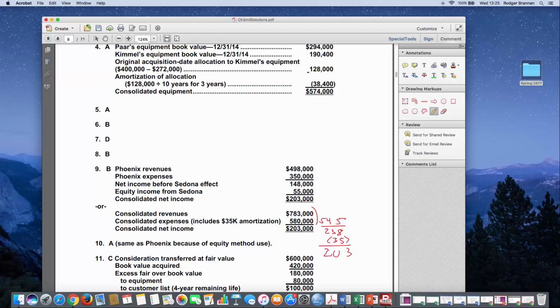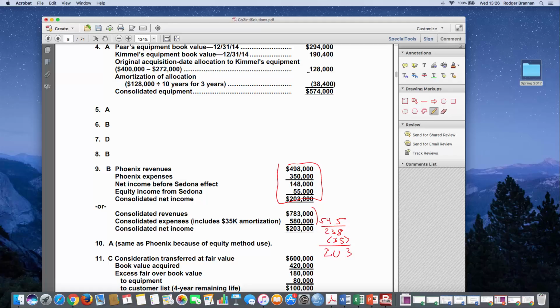Okay, so that is simply looking at, and maybe perhaps is the easiest way to do that. Now the other solution is, arguably a little bit easier, and that is simply look to the parent's net income. And whatever the parent's net income is by definition going to be the consolidated net income. So Phoenix had revenues of 498, their expenses were 350, kind of gives you the amount of 148.